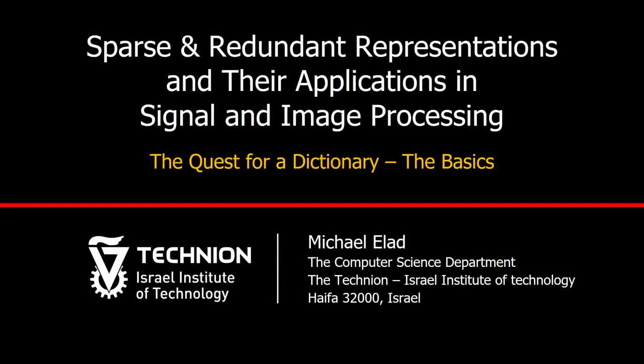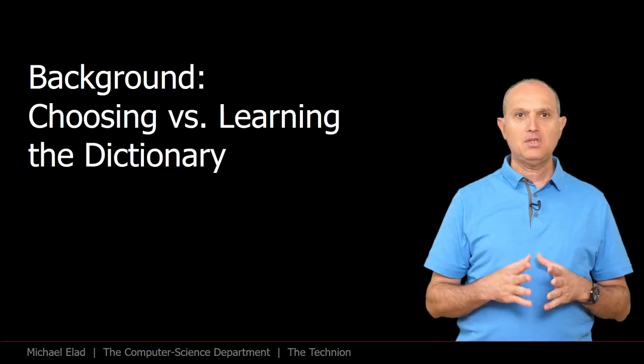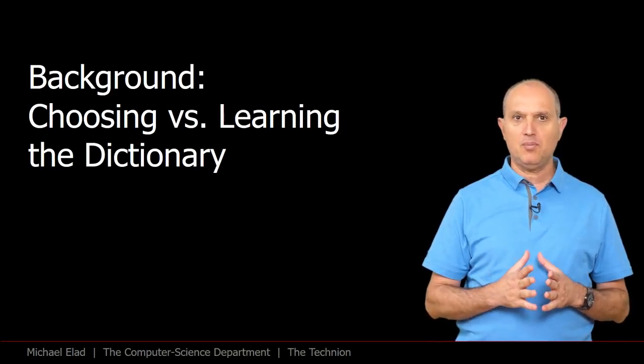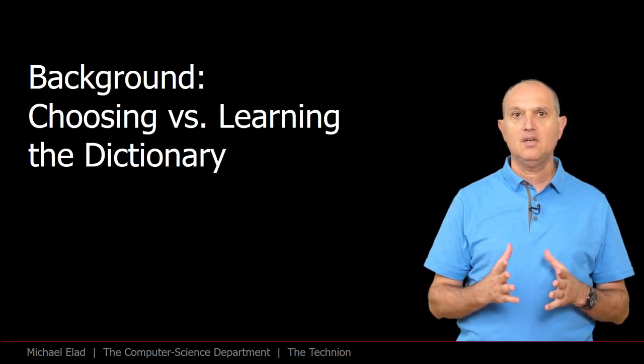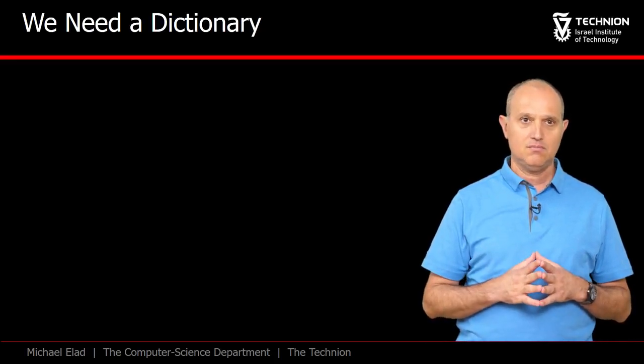In this chapter, we discuss one of the key aspects for a successful deployment of SparseLand to real applications, a proper choice of the dictionary. We start with a little bit of history on this topic before diving into the more recent dictionary learning methods.